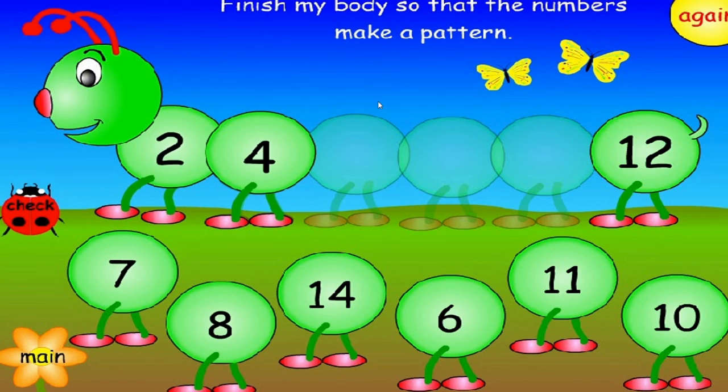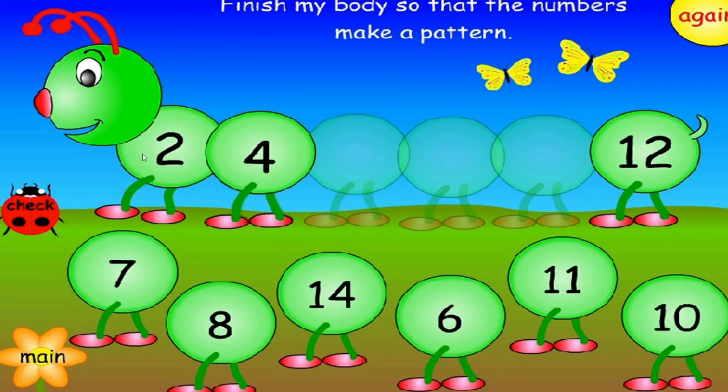One more caterpillar. Finish my body so that the numbers make a pattern. See dear children, this is also an activity. Here you have to think and you have to complete the body of this caterpillar. Here you can see 2, 4, dash, dash, dash, then 12. And options are 7, 8, 14, 6, 11, 10.